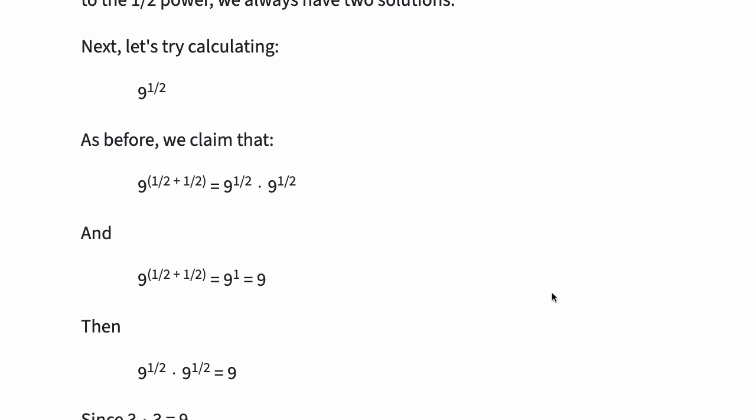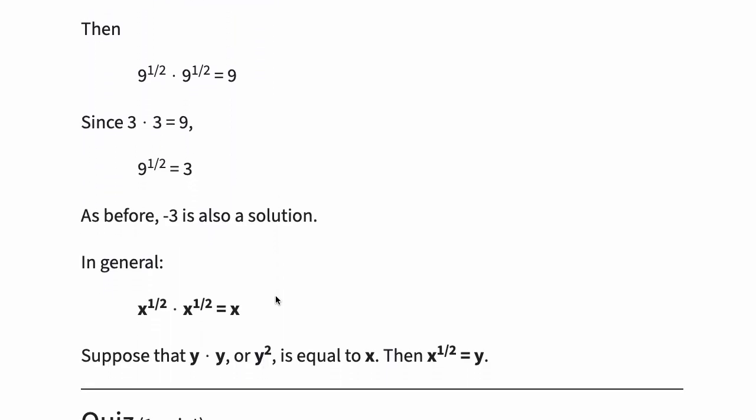Next, let's try calculating 9 to the half. As before, we claim that 9 to the half plus half is equal to 9 to the half times 9 to the half. And 9 to the half plus half is equal to 9 to the first, which is 9. Then 9 to the half times 9 to the half equals 9. Since 3 times 3 equals 9, 9 to the half equals 3. As before, negative 3 is also a solution.